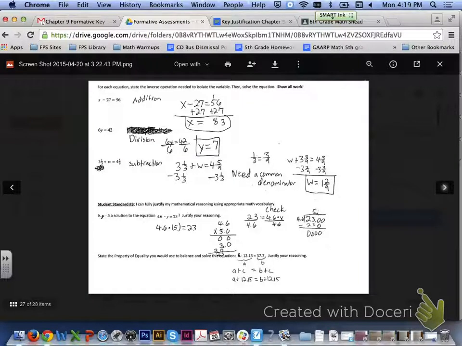And then the last one, 3 1/3 plus w equals 4 5/9. So that's going to be subtraction.